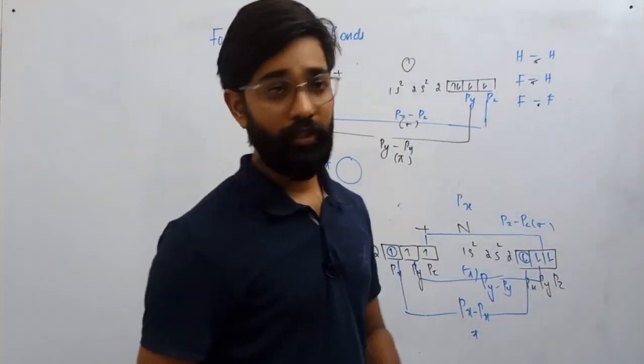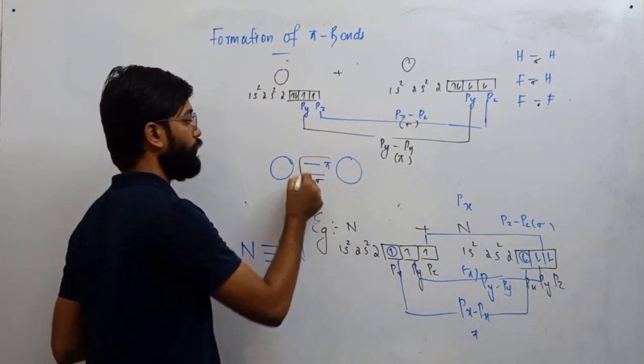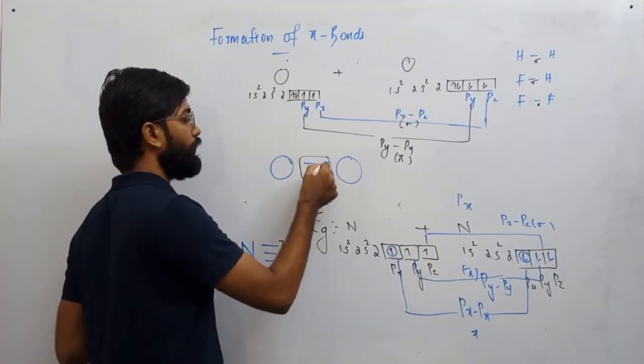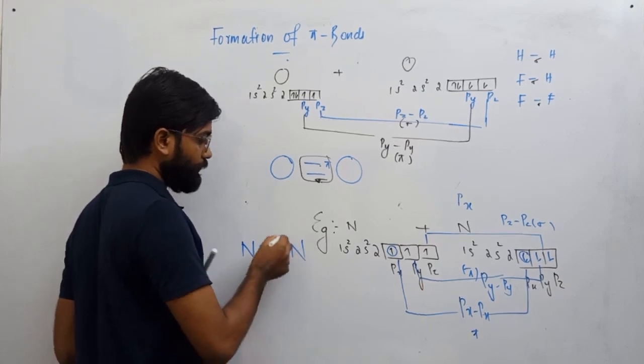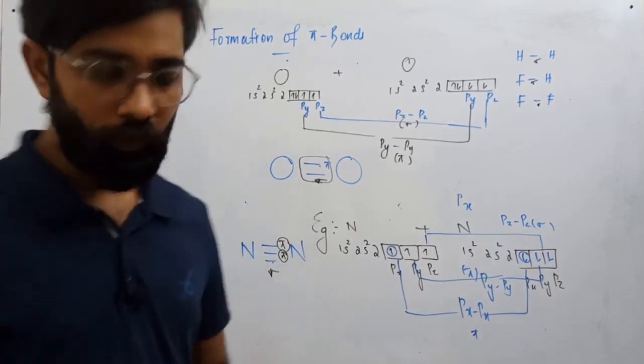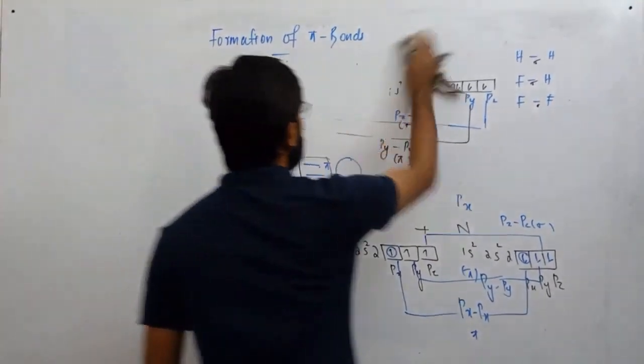So if there is a single bond, then it will be a sigma bond. If there is a multiple bond, then one is sigma and the others are pi. Ready? I think the point is okay, and moreover the formation of pi bond is also okay.